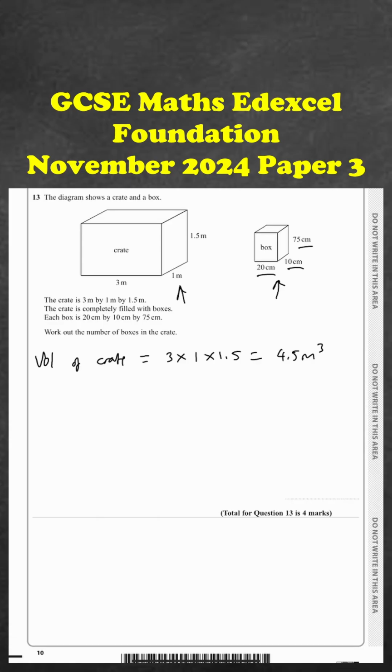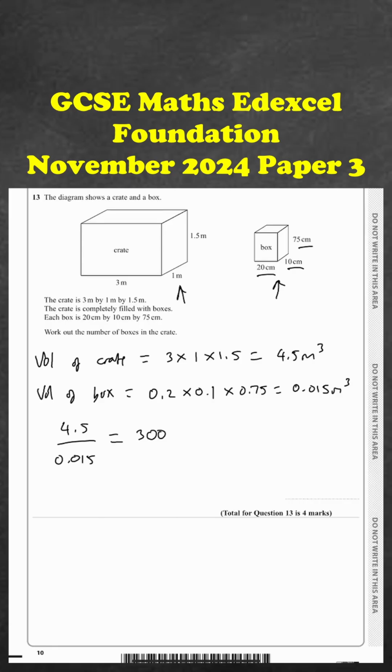We're in centimeters here. So volume of box equals 0.2 meters times 0.1 meters times 0.75 meters. 0.2 times 0.1 times 0.75 is 0.015 meters cubed. 4.5 divided by 0.015 is going to give us our number of boxes. We get 300 exactly.